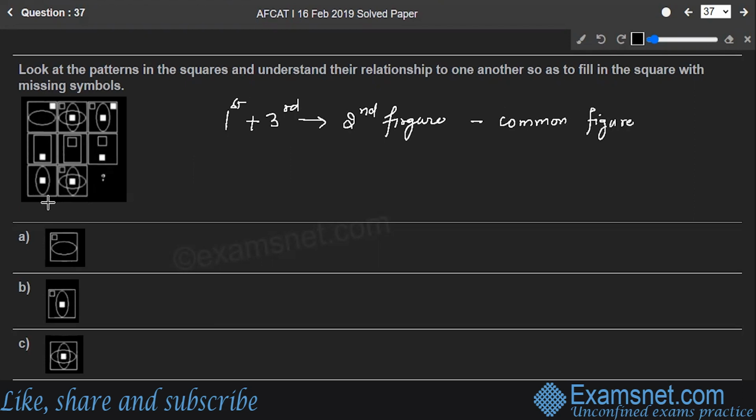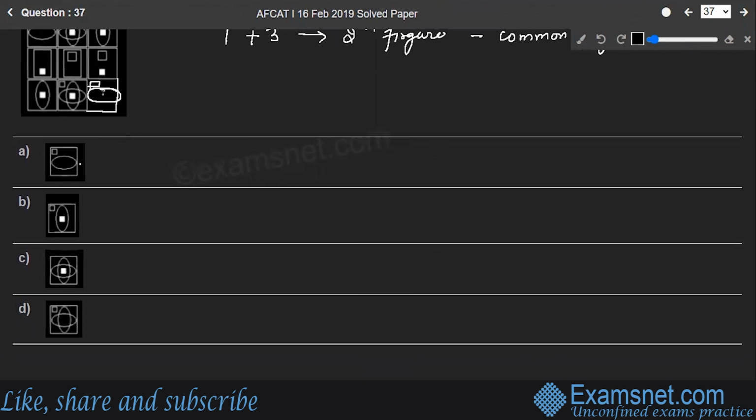Right? So that means if I'm having this one, what will be the figure in this place? There will be an oval over here, an empty square box over here. That's it. Nothing more will be there, right? Which matches exactly with, let's check, option A. So this is our answer. Hope you are clear with this.